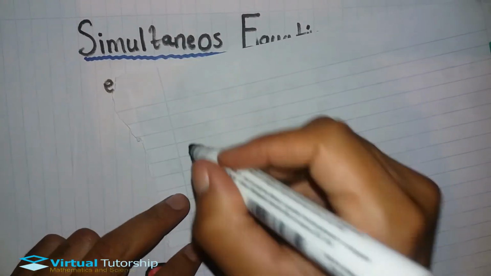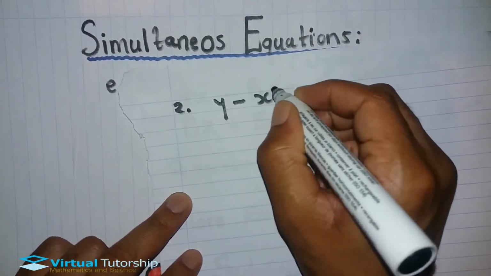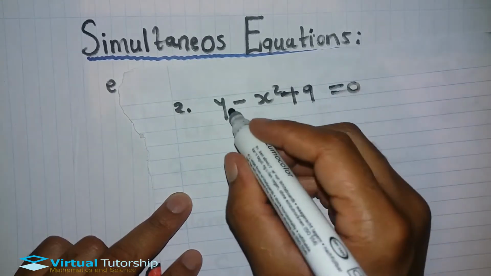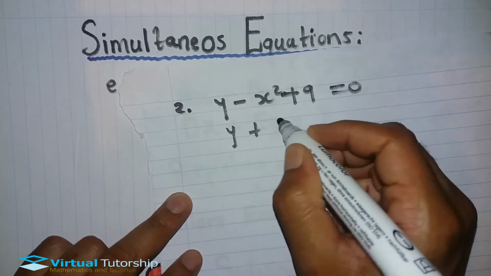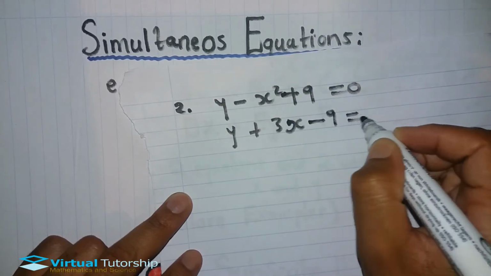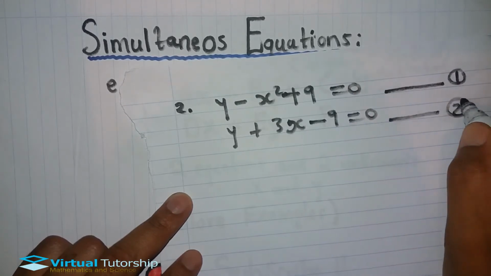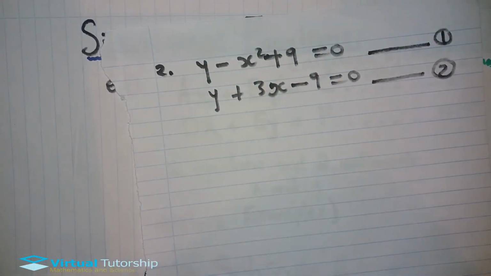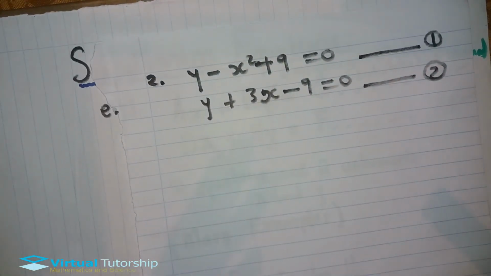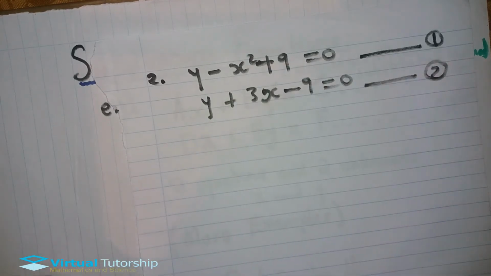Okay, let's say on the second example, y minus x squared plus 9 equals 0, and y plus 3x minus 9 is equal to 0. This is equation 1. This is equation 2. So whenever we solve our simultaneous equations, it's a good idea to give each equation a name.